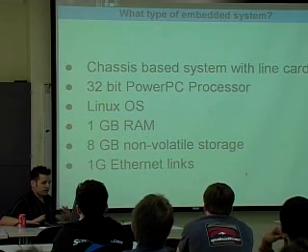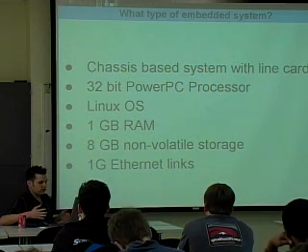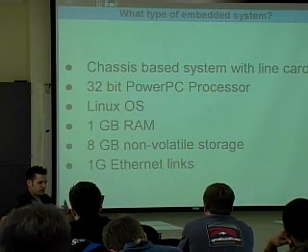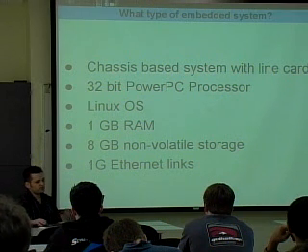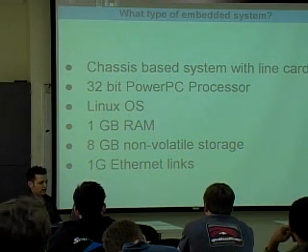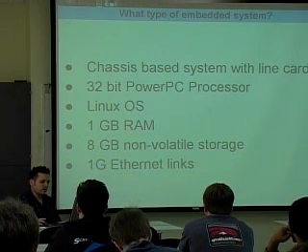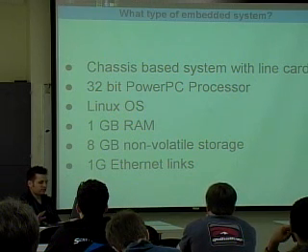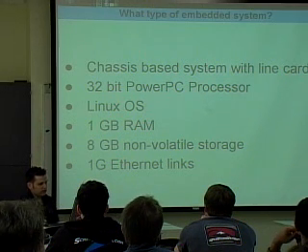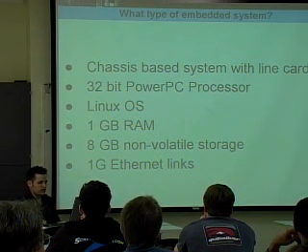So what type of embedded system do we have at Cyan? It's basically a chassis-based system with mini line cards. We have two redundant common controllers that act as masters for the system, and then a host of line cards that are slaves and perform the application-specific duty of our cards. And almost all of our cards have a very powerful embedded complex. It's a 1 gigahertz, 32-bit PowerPC with a gig of RAM, 8 gig of flash. It's running a full Linux operating system. And there's gigabit Ethernet links to the outside world, as well as for interconnectivity between those line card nodes.